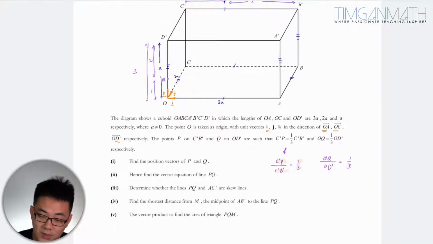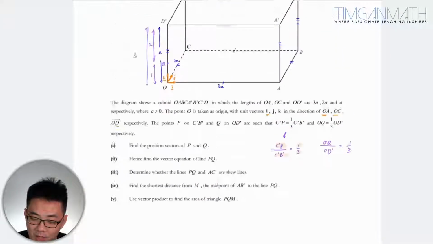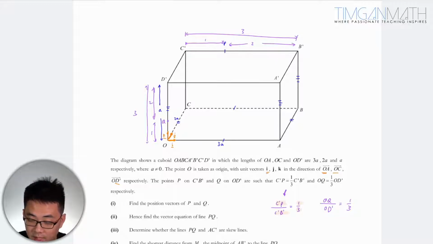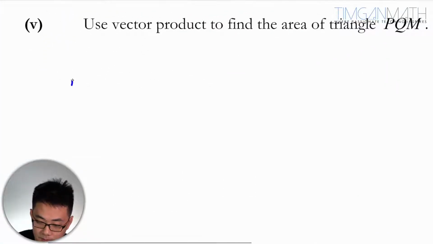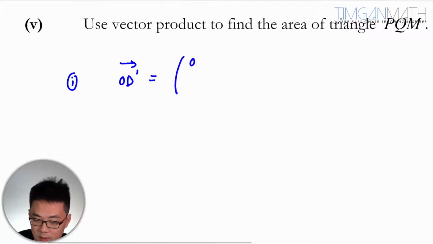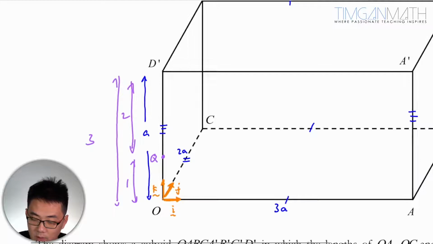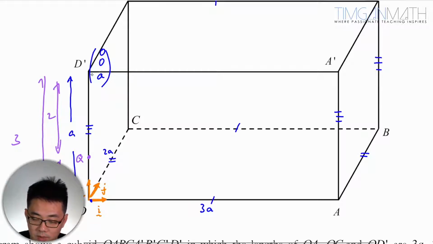So we're going to just find the first one. Now we know that OD' is just 0, 0, a. Now take note, OD', because you're moving a units upwards, you're not moving in i or j. You don't have any ij components. You just go up. So by going up, you have 0, 0 components here. Then this will be a. The position vector here is 0, 0, a. For this case here, this is 3a.